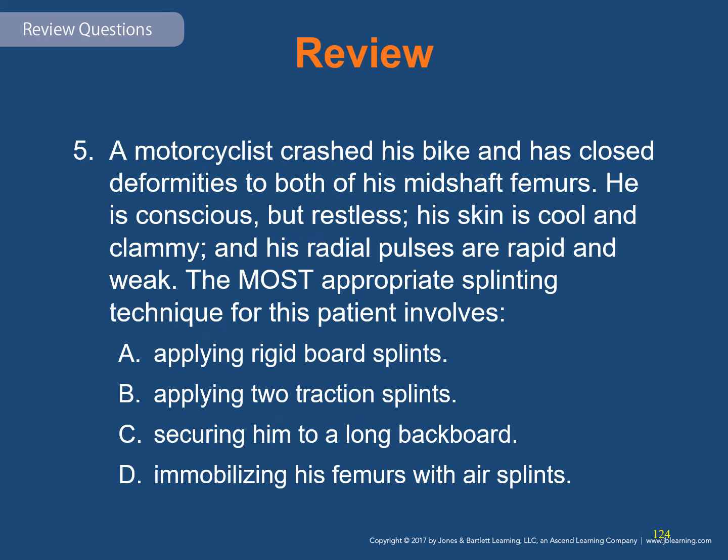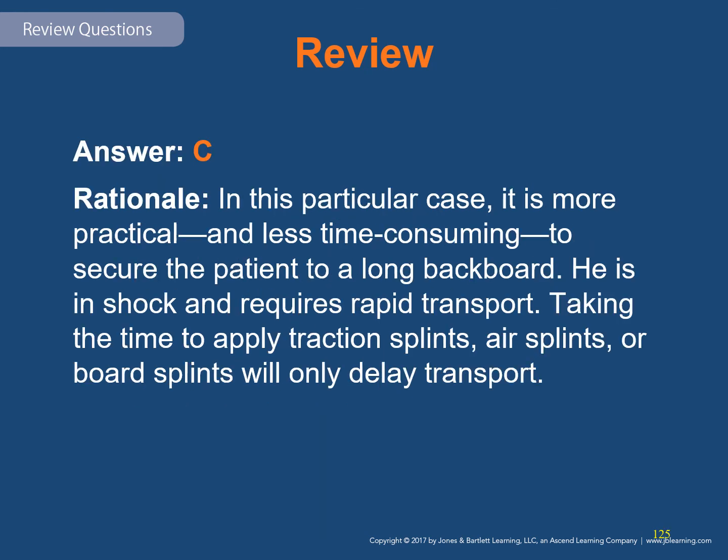Review question 5. A motorcyclist crashed his bike and has closed deformities to both his midshaft femurs. He is conscious but restless, his skin is cold and clammy, and his radial pulses are rapid and weak. The most appropriate splinting technique for this patient involves A. Applying rigid board splints, B. Applying 2 traction splints, C. Securing him to a long backboard, D. Immobilizing his femurs with air splints. The correct answer is C.